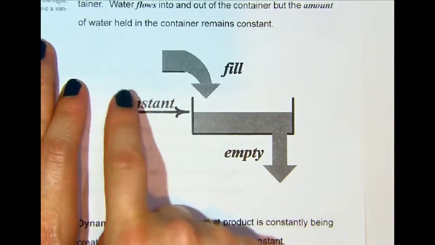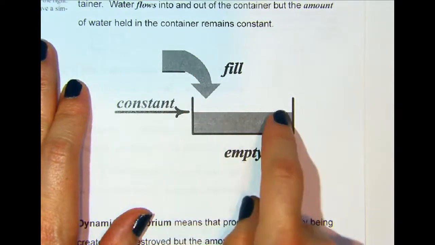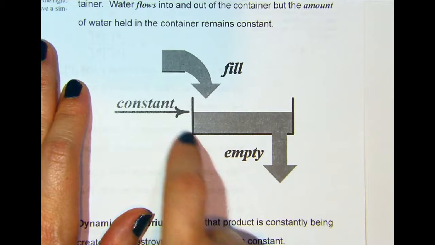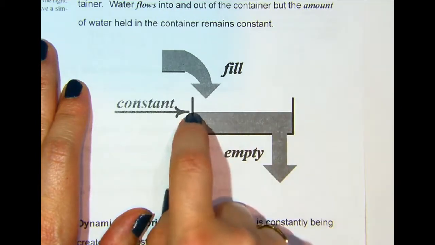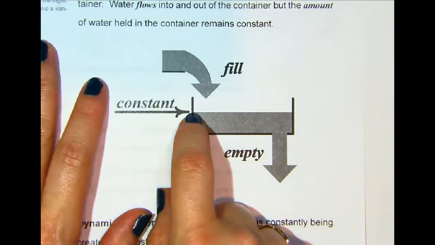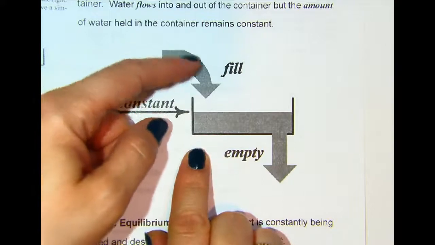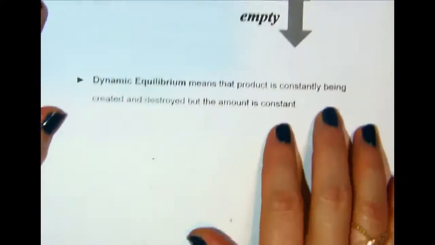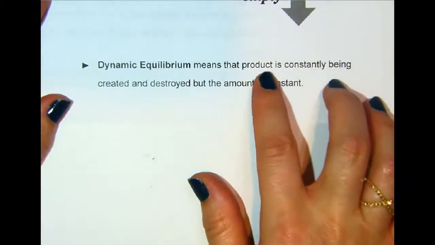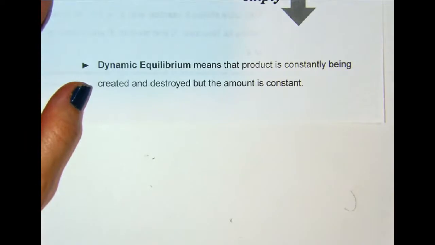So notice we have water going into the container. Simultaneously, water is going out of the container. However, the level of the water in the container remains the same the entire time. So there's no net change in the total amount in the container, even though this is filling at the same time as this is emptying. Dynamic equilibrium means that product is constantly being created and destroyed, but the amount is constant.